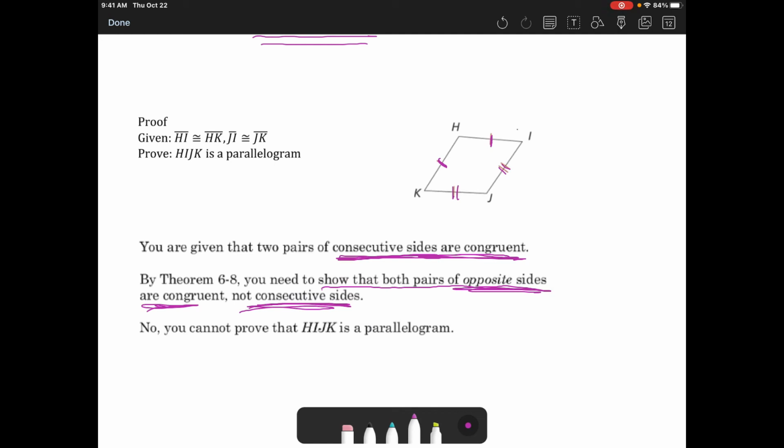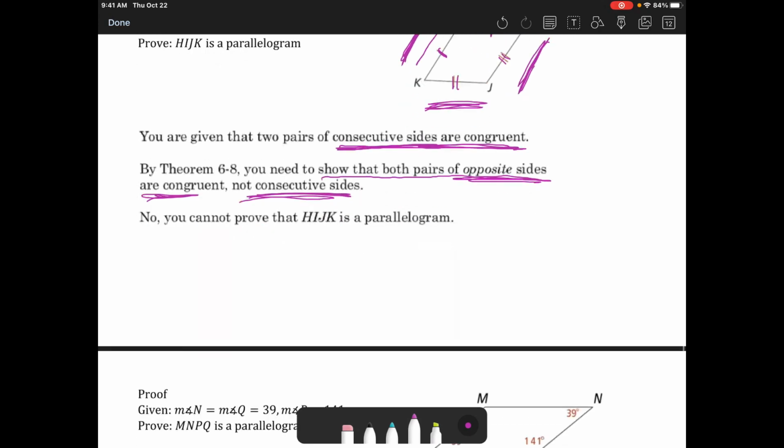So in a parallelogram, like here it's showing this side and this side. The two sides are next to each other. They are consecutive. But in order to define a parallelogram, the opposite sides, like this one would have to be congruent to this one, and this one would have to be congruent to this one. And in this situation, that's not the case. So you cannot prove that this quadrilateral is a parallelogram.